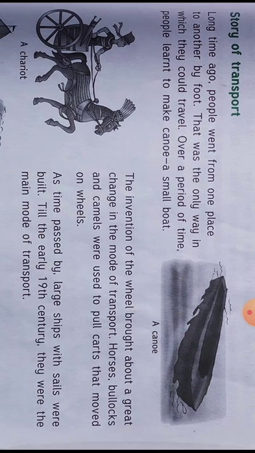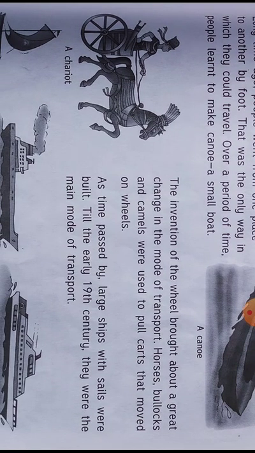The invention of the wheel brought about a great change in the mode of transport. As the wheel got invented, lots of changes came in transport, as horses, bullocks and camels were used to pull carts that moved on wheels. As time passed, large ships with sails were built. Till the early 19th century, ships with sails were the main mode of transport.